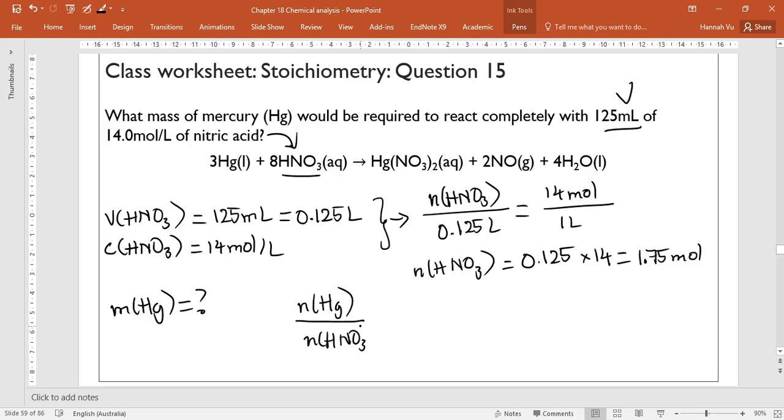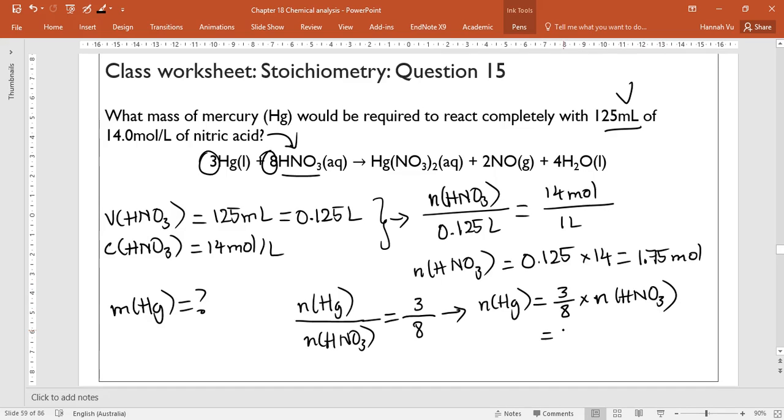Okay. If you look at the equation, the mole ratio can be formed from the coefficient, which is 3 to 8 here. So n of Hg is 3 over 8 the number of mole of nitric acid, which is 3 over 8 times 1.75, so that times 3 over 8 is 0.66 mole.